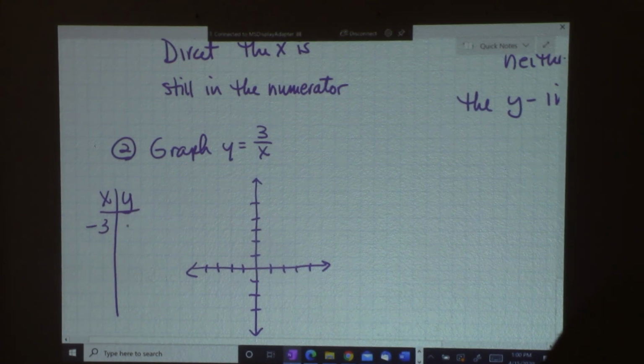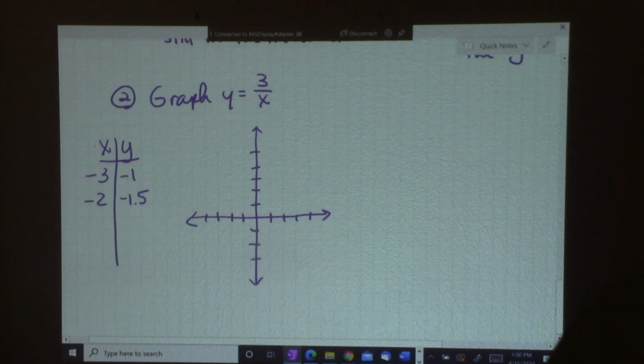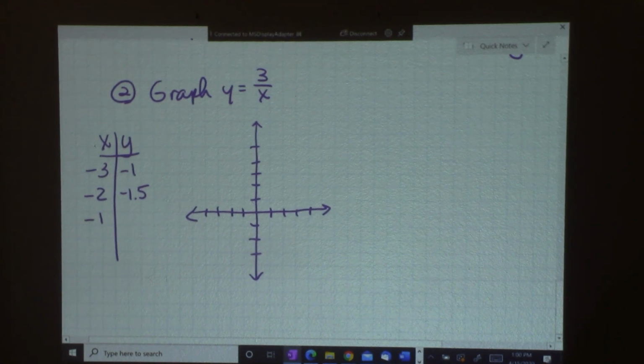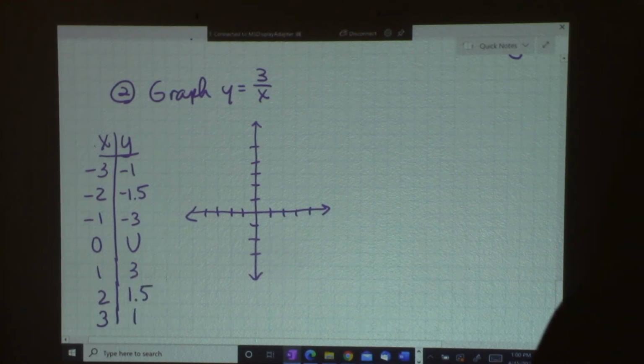So this would become negative 1. If I picked negative 2, I would get negative 1.5. That's easy. If I picked negative 1, that would be negative 3. 0 is undefined. 1 would be 3. 2 would be 1.5. And 3 would be 1. Okay, so let's go ahead and graph these.